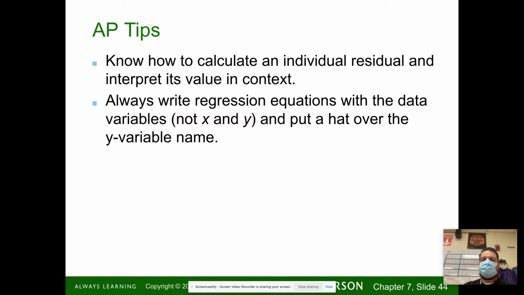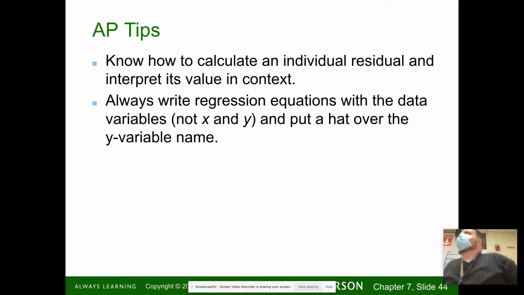Know how to calculate the individual residual and interpret its value in context. Always write regression equations with the data, not x and y. You've got to label y hat and the variable name. So if you just say y minus y hat, you're good.